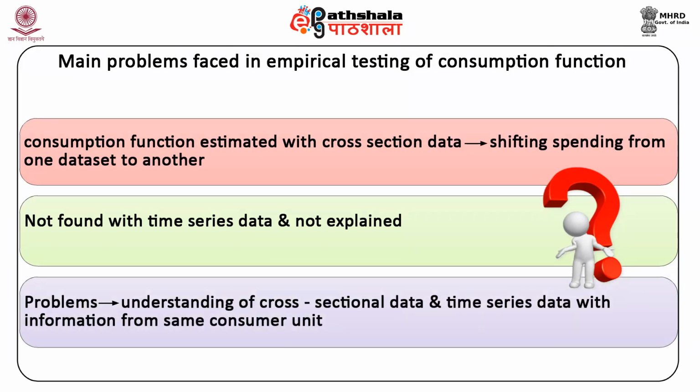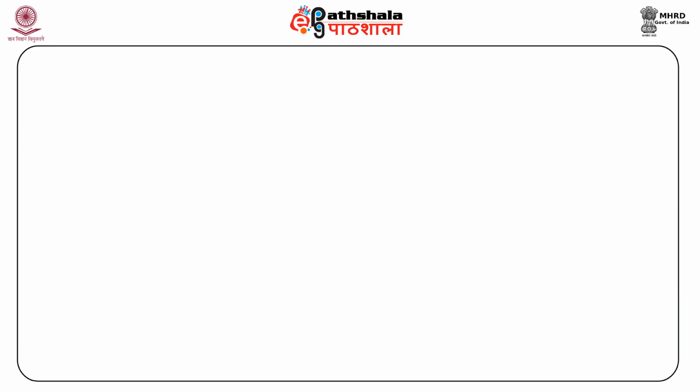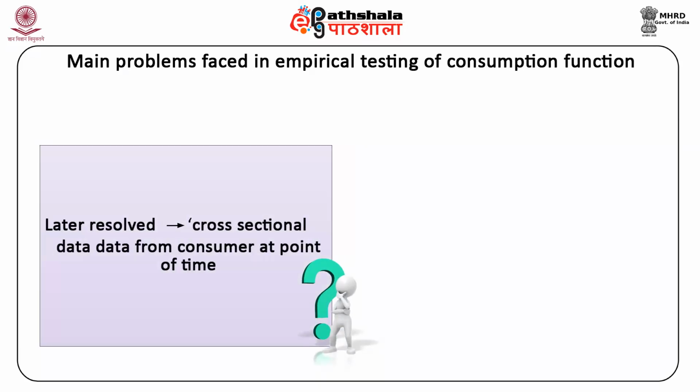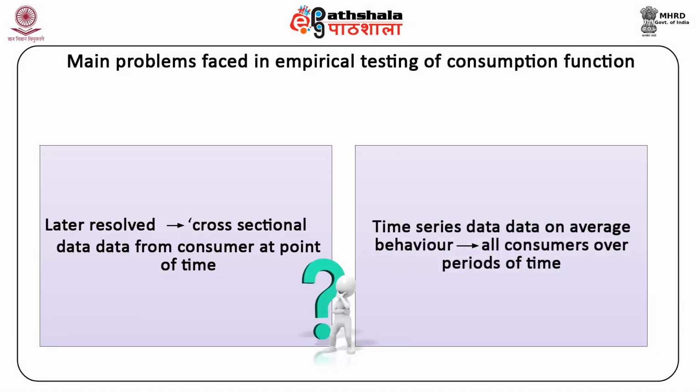These problems arose based on the understanding that cross-sectional data and time series data contained information from the same consumer unit. This was later resolved as it was observed that cross-sectional data is data from a consumer at a point of time, and time series data is data on the average behavior of all consumers over periods of time.